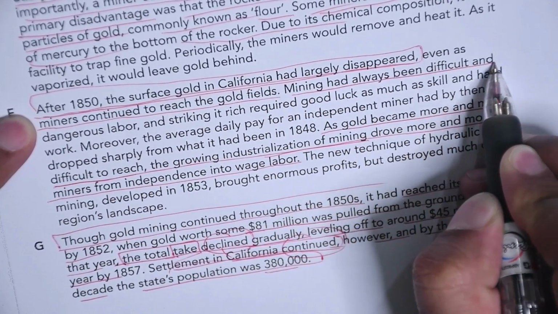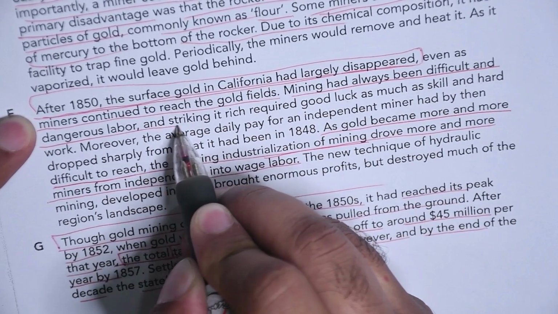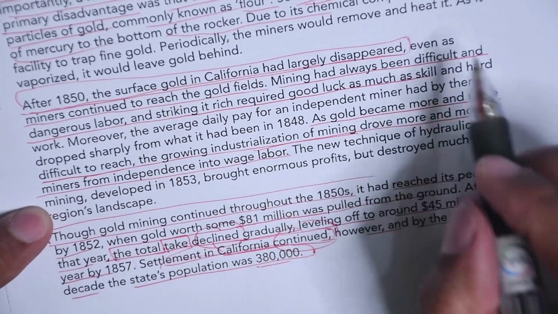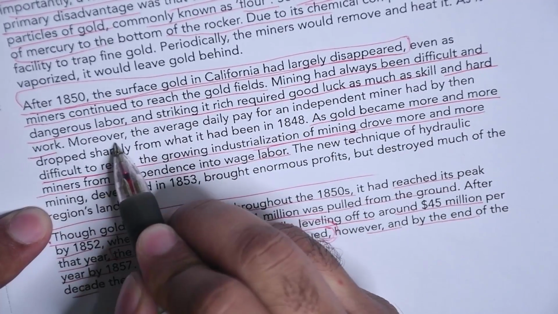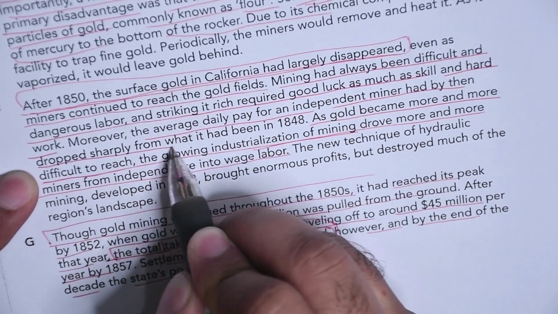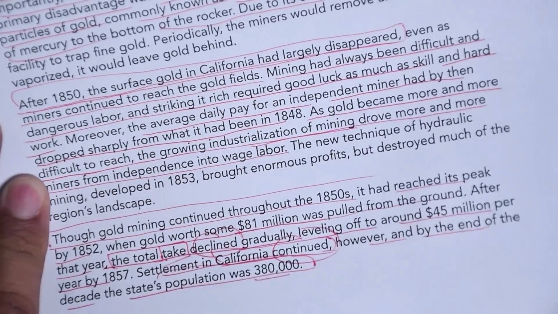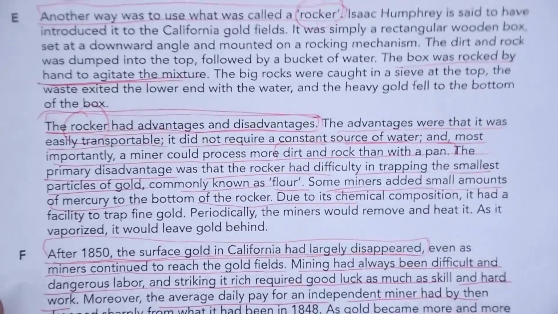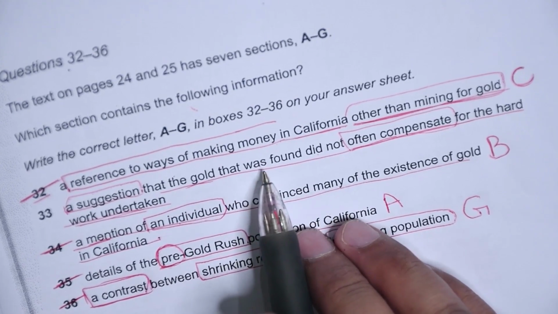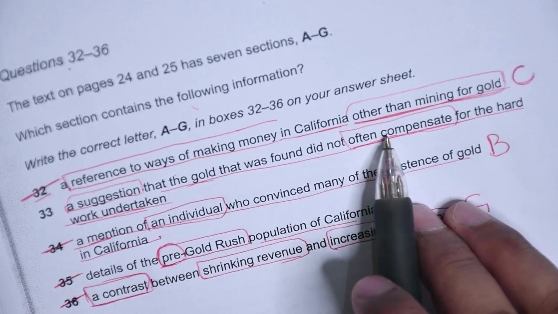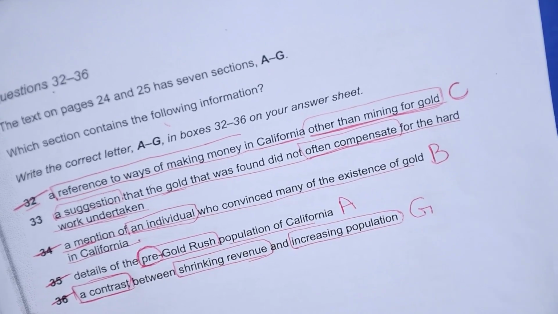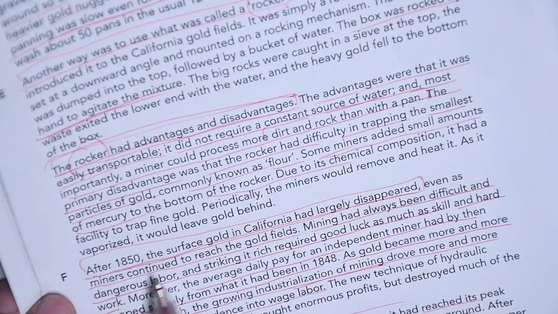Mining had always been difficult and dangerous labor, and striking it rich required good luck as much as skill and hard work. Moreover, the average daily pay for an independent miner had then dropped sharply from what it had been in 1884. Now what's the question? I think it's that one. A suggestion that the gold that was found did not often compensate for the hard work undertaken. All right, that's what they say here.